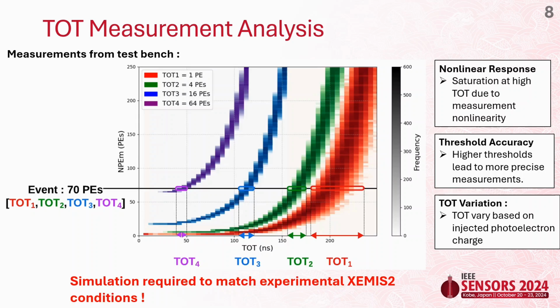For example, at 70 photoelectrons, ToT values vary at lower thresholds but are more stable at higher ones. So higher thresholds improve precision and cover a wider range. However, the test bench is not efficient enough to fully represent XEMIS 2 conditions, so simulation is needed.